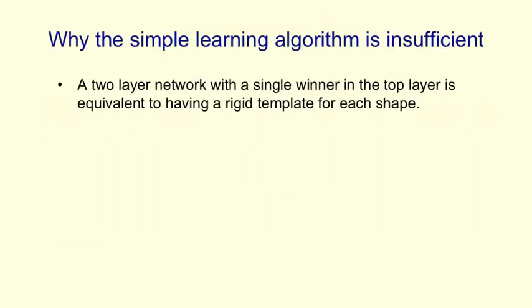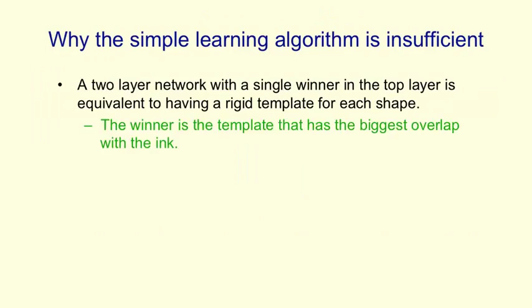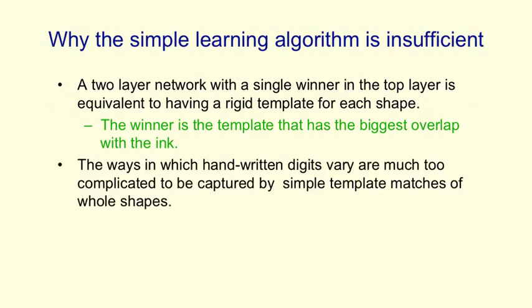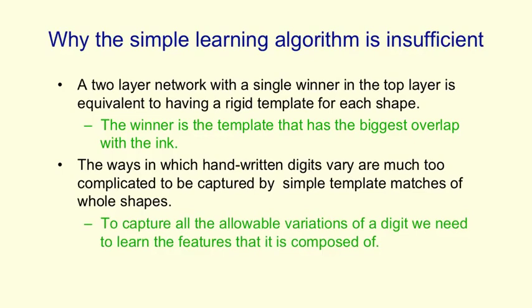One thing about this learning algorithm is, because the network's so simple, it's unable to learn a very good way of discriminating shapes. What it learns is equivalent to having a little template for each shape, and then deciding the winner based on which shape has the template that overlaps most with the ink. The problem is that the ways in which handwritten digits vary are much too complicated to be captured by simple template matches of whole shapes. You have to model the allowable variations of a digit by first extracting features and then looking at the arrangements of those features.